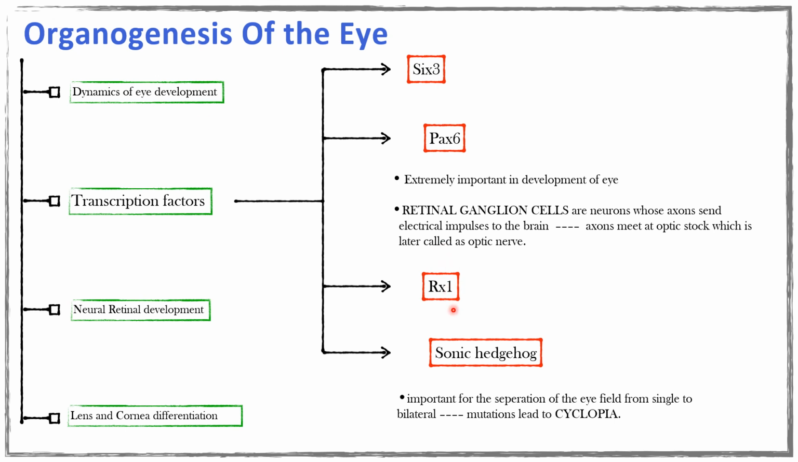RX1 plays an important role in the spatial patterning and the morphogenesis of the optic vesicle. In later stages, it is localized to the neural retina where it may be expressed for retinal differentiation and proliferation.